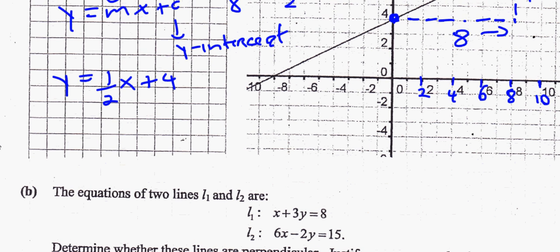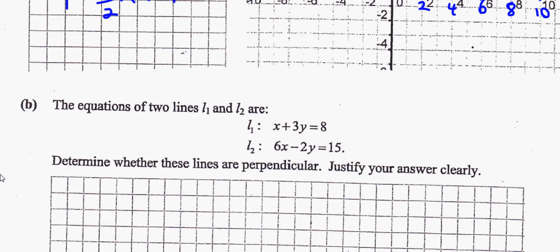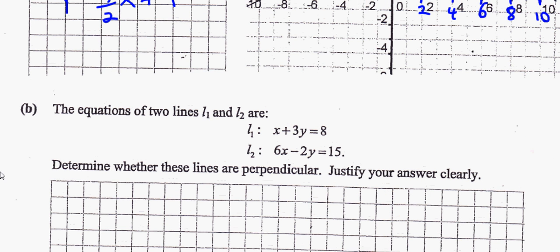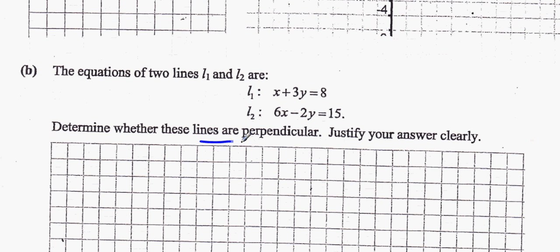Now, the equations of two lines L1 and L2 are x plus 3y equals 8 and 6x minus 2y equals 15. Determine whether these lines are perpendicular. Justify your answer. To prove that lines are perpendicular, I have to prove that the first slope multiplied by the second slope is minus 1. A great way of getting the slope of these is to use y equals mx plus c. Basically rearrange the formula to get y on its own.